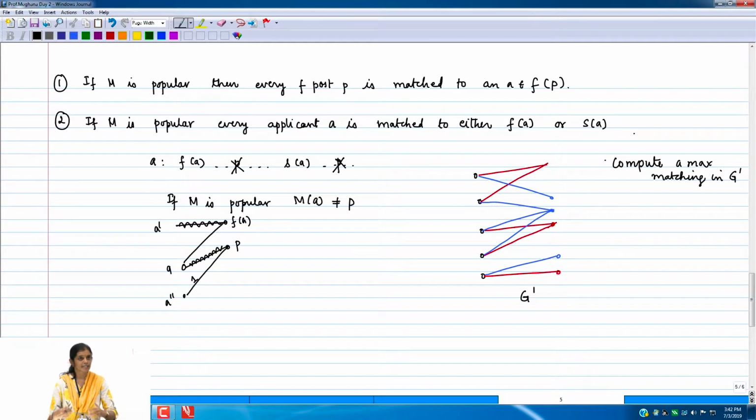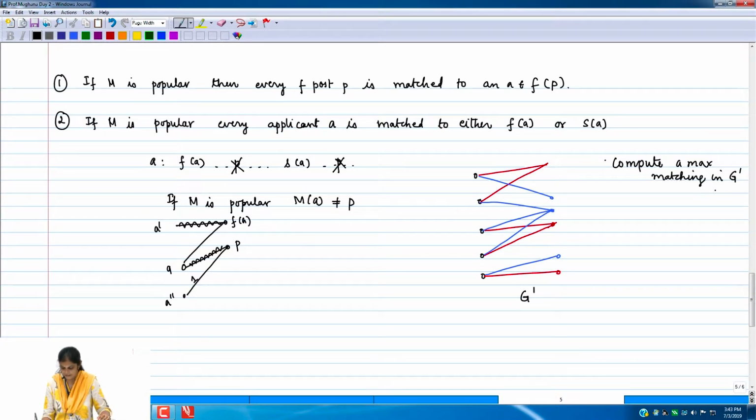But these are only the necessary conditions for a matching to be popular, right? Because we have said that if M is popular, then it must satisfy these conditions. We would like to also argue that if you compute a matching which satisfies these conditions, then it is popular, right? If we argue this, then we are done. Then we will be able to prove that the matching that you constructed is indeed a popular matching for that instance without manually verifying all other matchings and comparing the popularity. Is that fine? Okay. So what are the steps?